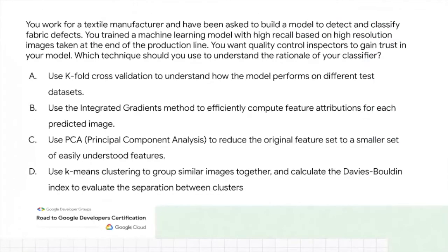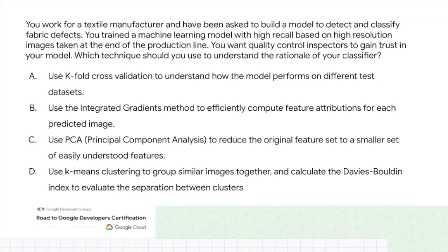Our first statement is: you work for a textile manufacturer and have been asked to build a model to detect and classify fabric defects. You train the machine learning model with high recall based on high resolution images taken at the end of the production line. We want quality control inspectors to gain trust in our model. Which technique should we use to understand the rationale of our classifier?